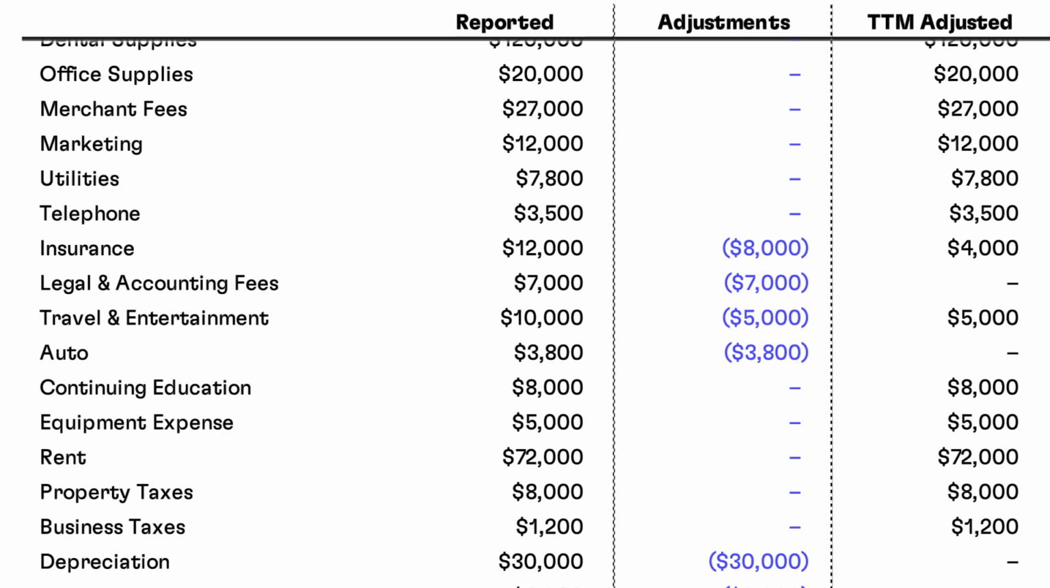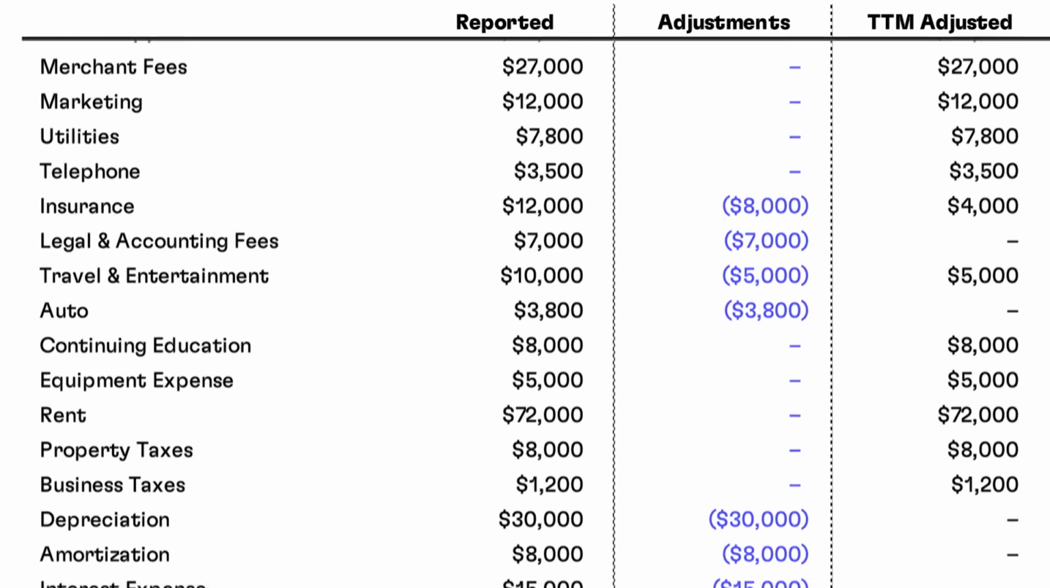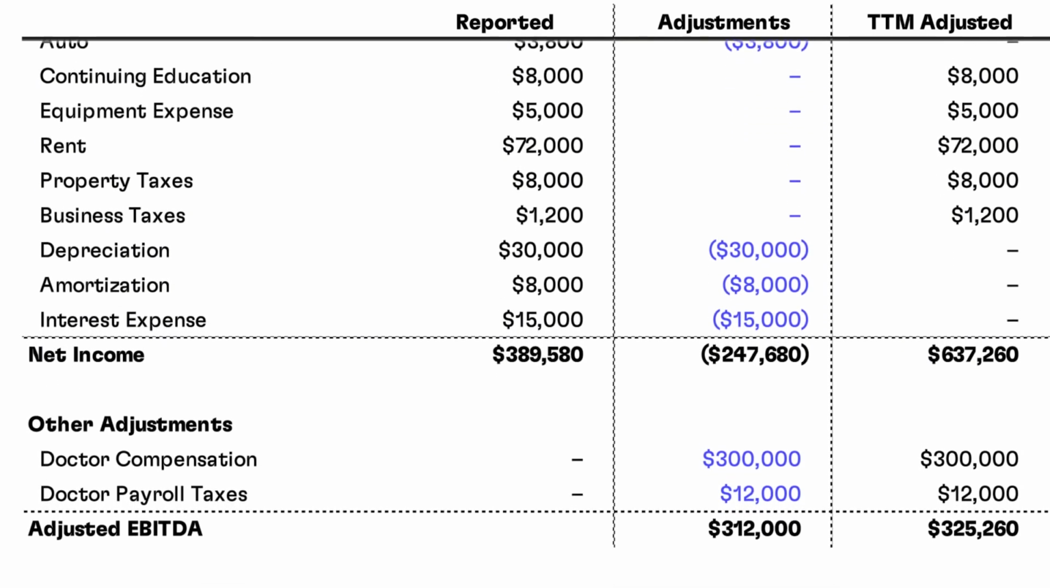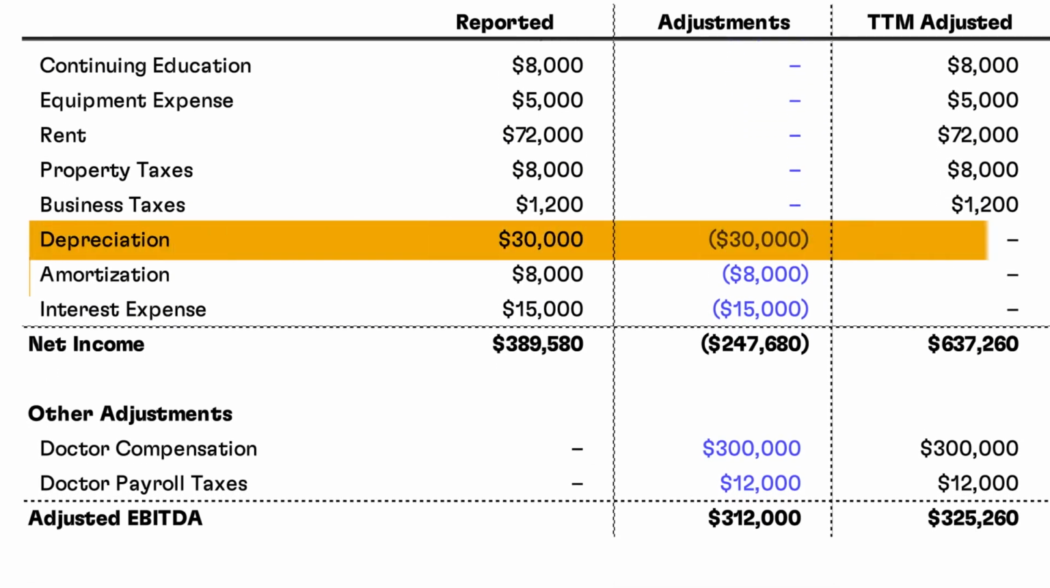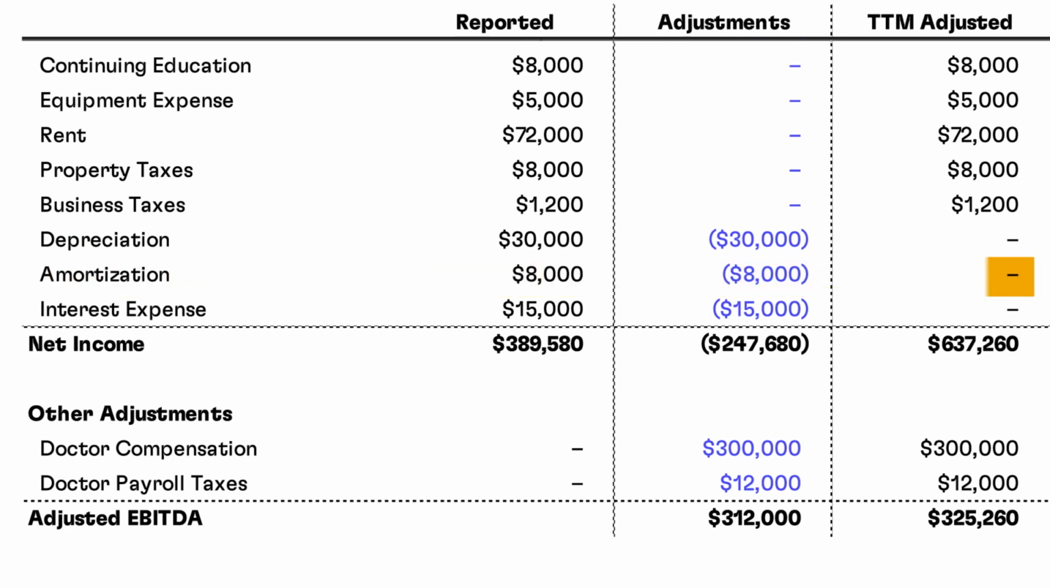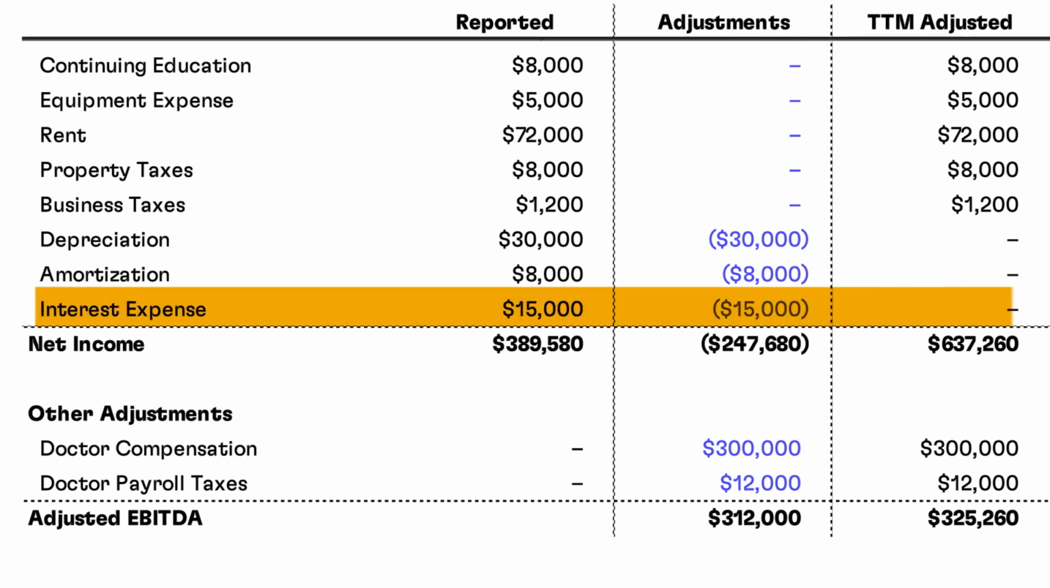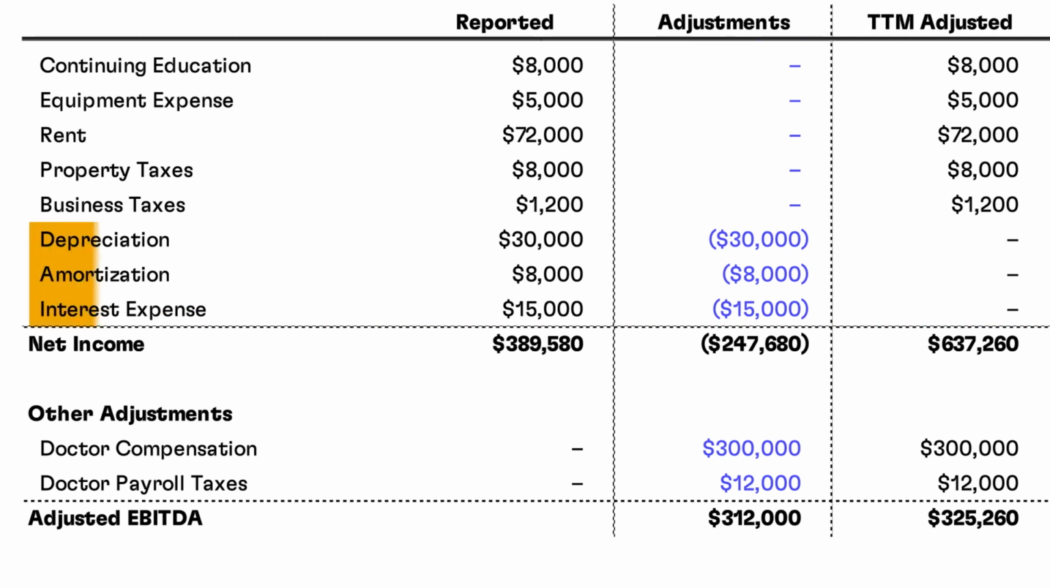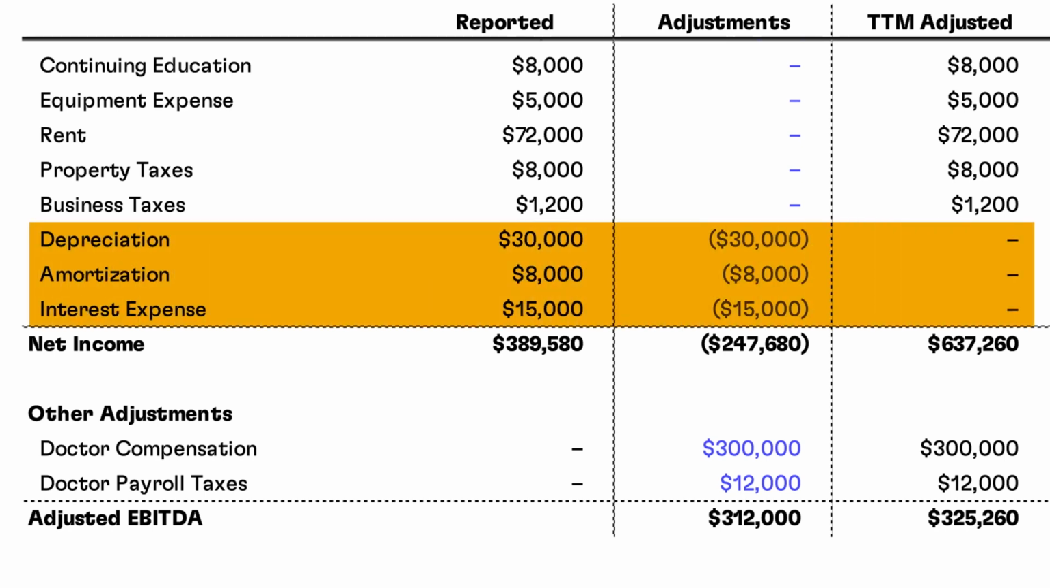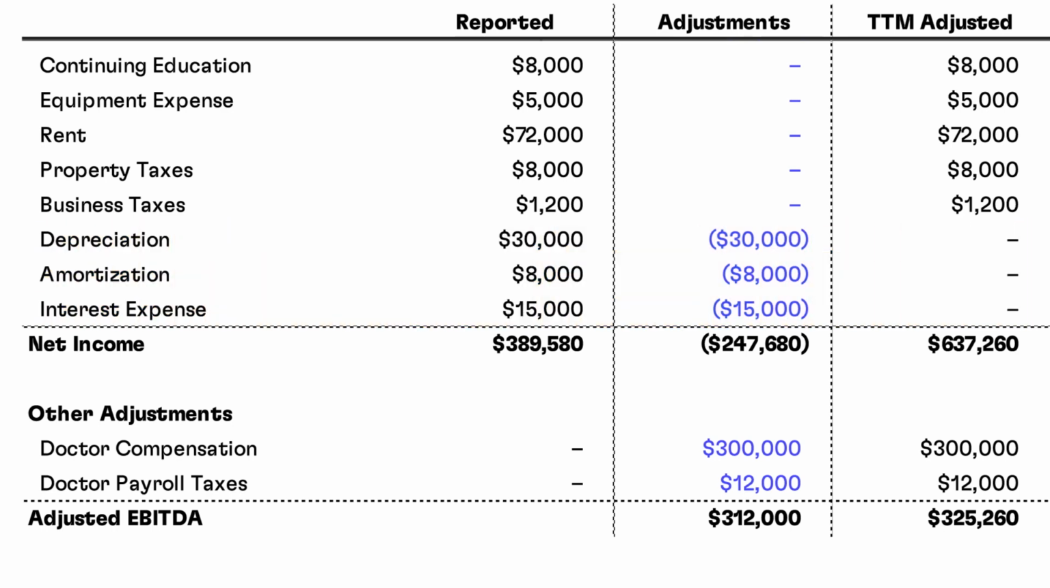Travel and entertainment can be a little bit tricky because in some cases it truly is a personal expense, and in other cases it is a justifiable expense that is used for the staff. The next two adjustments we make are to eliminate depreciation and amortization. Those expenses are non-cash charges, and we add those back. The final expense on the P&L that we adjust is the interest expense. If you remember from our original definition of EBITDA, depreciation, amortization, and interest are all excluded from the calculation.